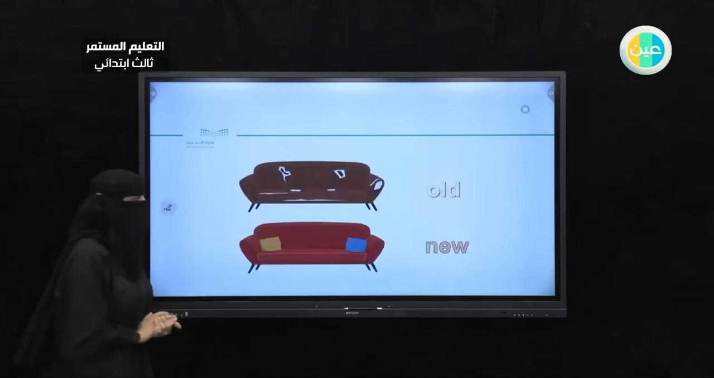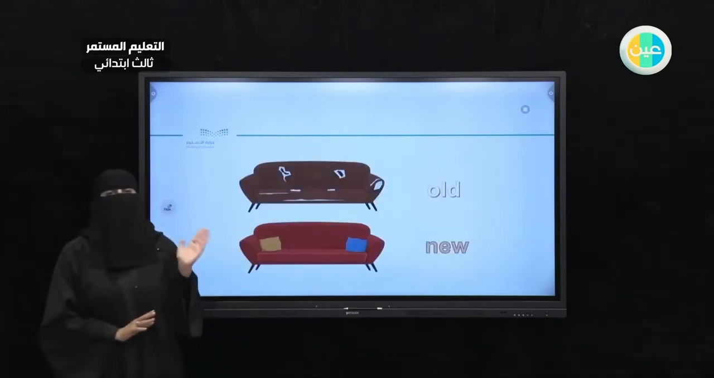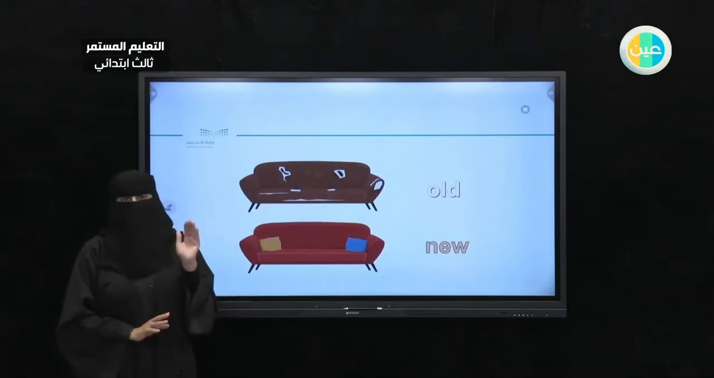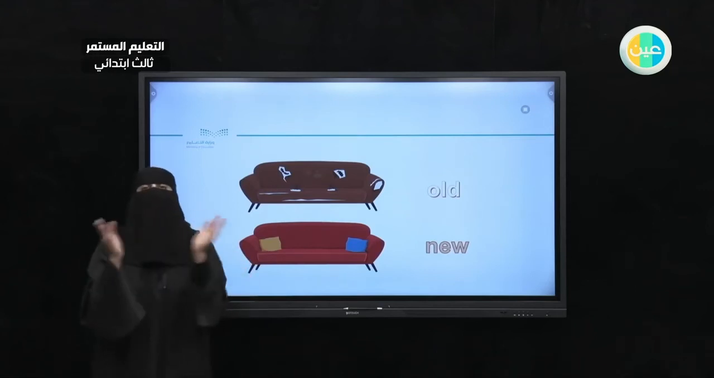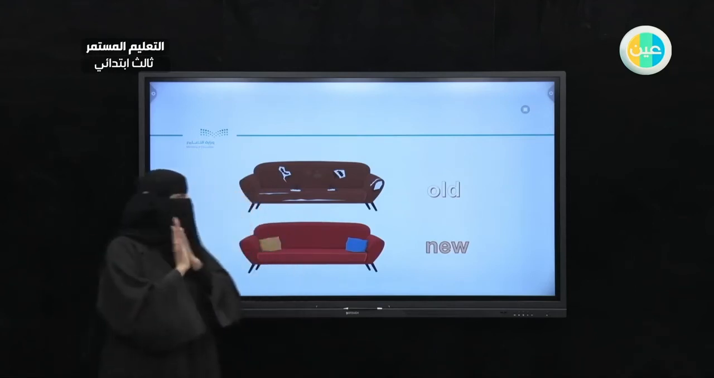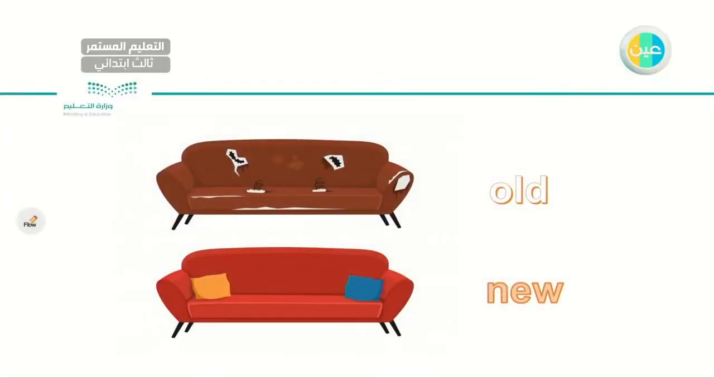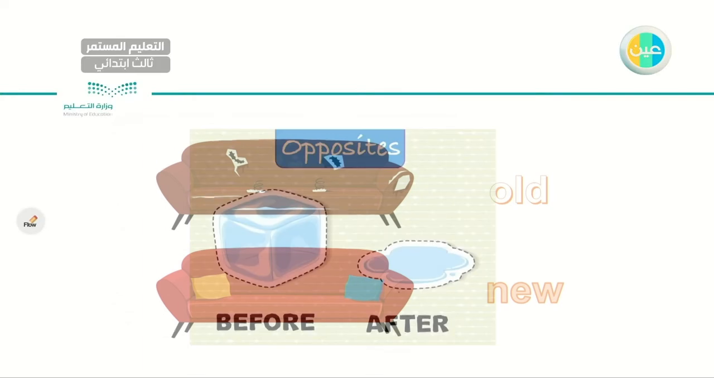As you can see here, I have two couches, okay? They look the same shape, same size, but they are completely different, opposite. The one on the top is old, very good, while we have one that is new. Let's read them together, please. Old, old, new, new, very good.